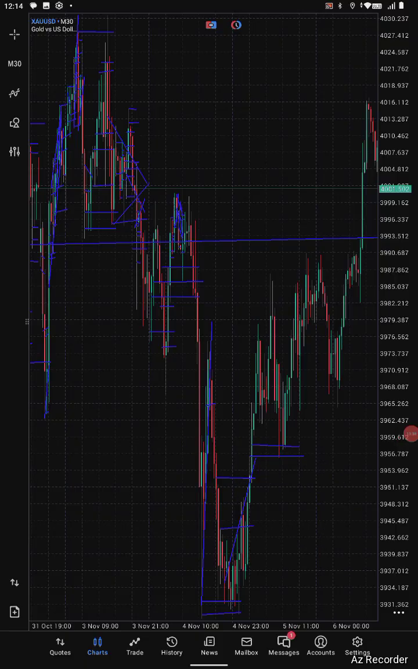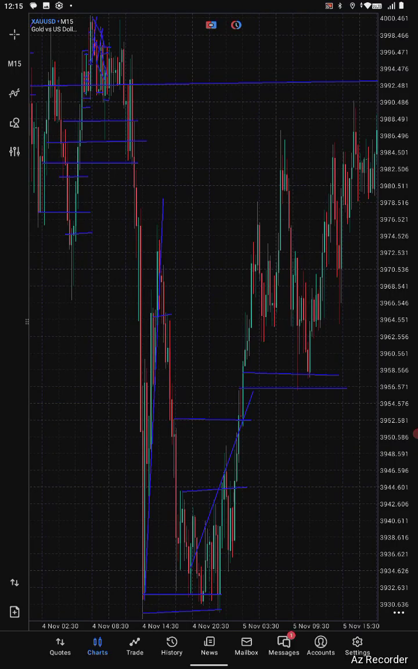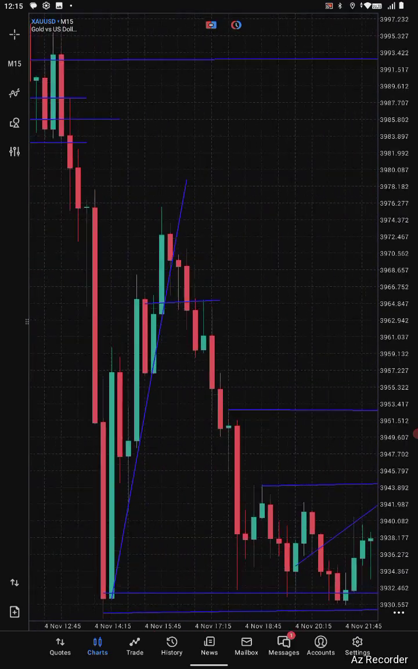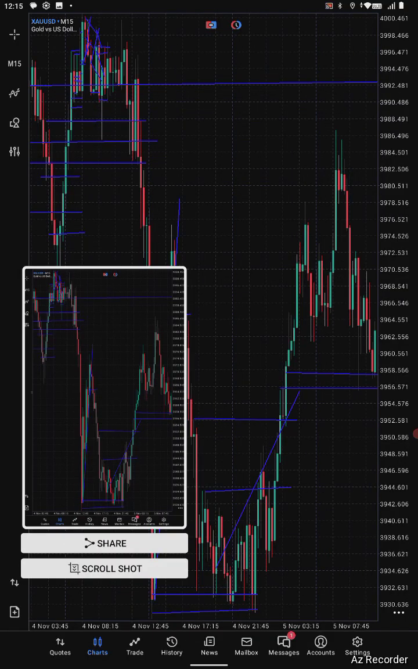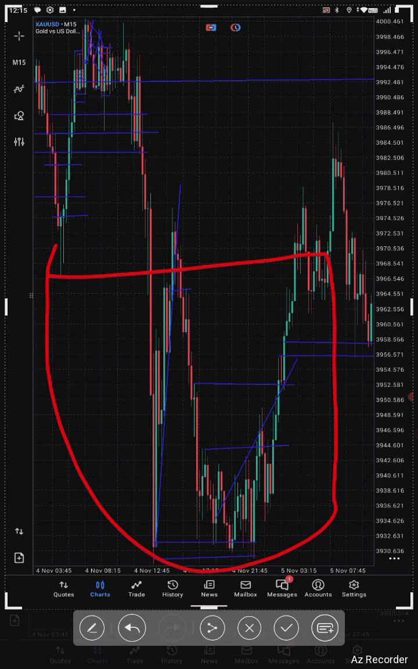So let's talk about the 15 minute. At 4 hours, we say this is a sweep of price. We can say a 4 hour sweep. But when we talk clearly about this, it is a breakout structure again. This is a swing low. We can say sell side liquidity.